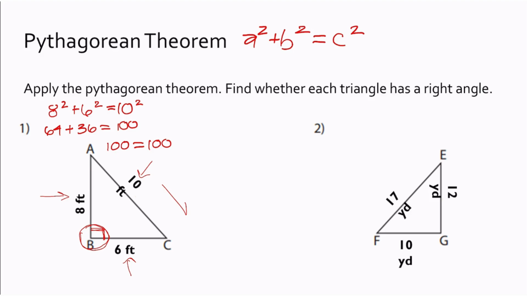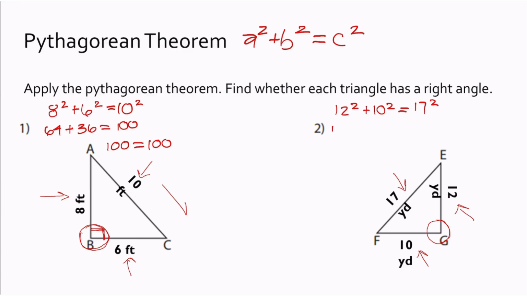Now if I look at this triangle number 2, I'm gonna guess that this looks like the right angle. These other two are definitely not right angles. So I'm gonna say this is my leg, and this is my hypotenuse. So I should be able to say 12 squared plus 10 squared equals 17 squared.